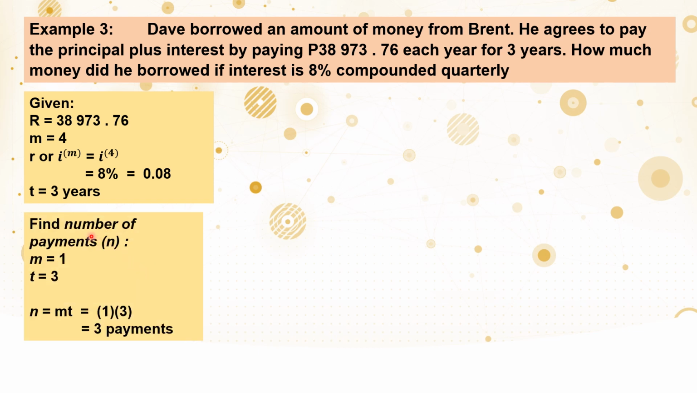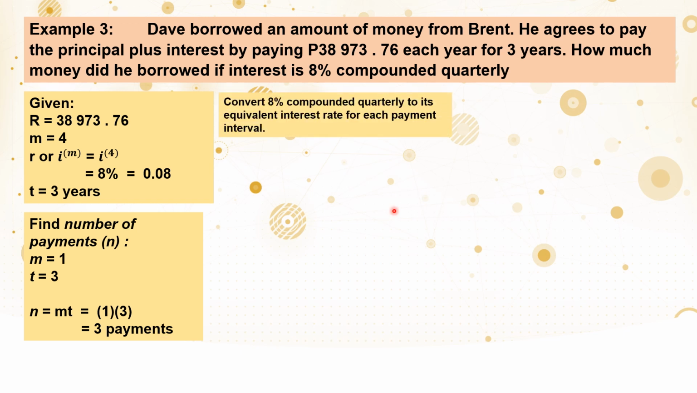N now is the number of payments. Ilang beses magbabayad si Dave kay Brent. So since si Dave ay magbabayad yearly or annually, ang M natin is 1 and our T is 3. So to find the number of payments, just multiply M and T. So our M now is 1 times the T is 3. 1 times 3 is 3. So we have 3 payments. So tatlong beses magbabayad si Dave kay Brent.